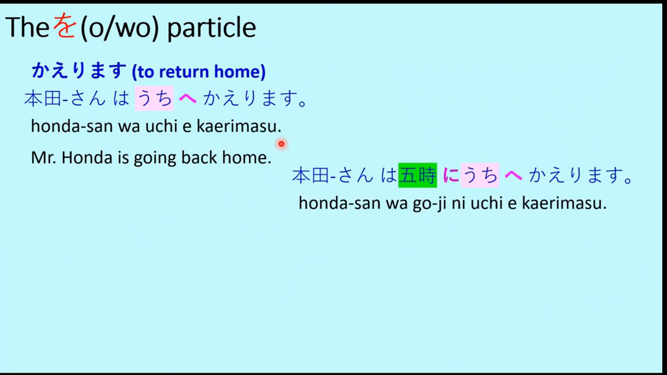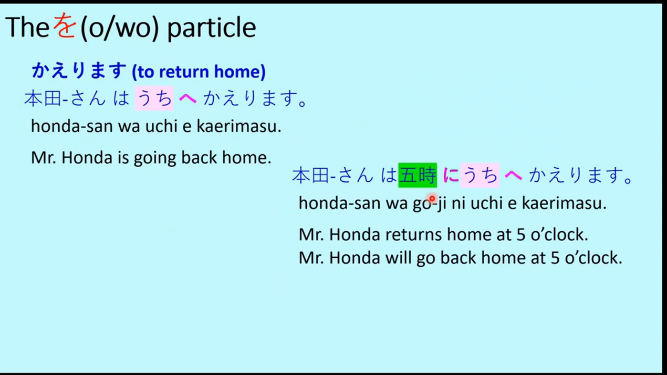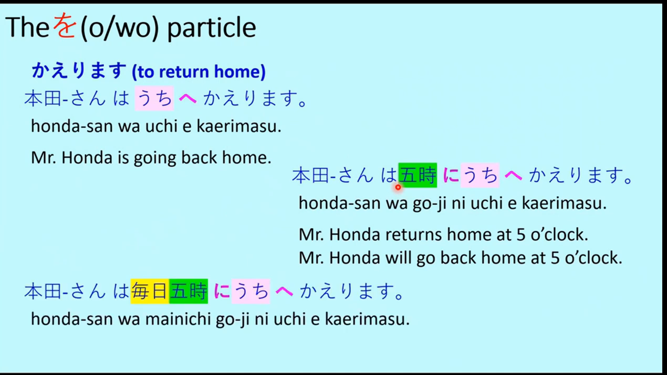Honda-san wa 5時に uchi e kaerimasu. Now, the time at which he returns back home daily is 5時に, that means at 5 o'clock. Mr. Honda returns home at 5 o'clock, or Mr. Honda will return back home at 5 o'clock. And you can add mainichi as well. If you add mainichi, then Honda-san wa mainichi 5時に uchi e kaerimasu. So now you can see the time and the information that he returns home at 5 o'clock every day.